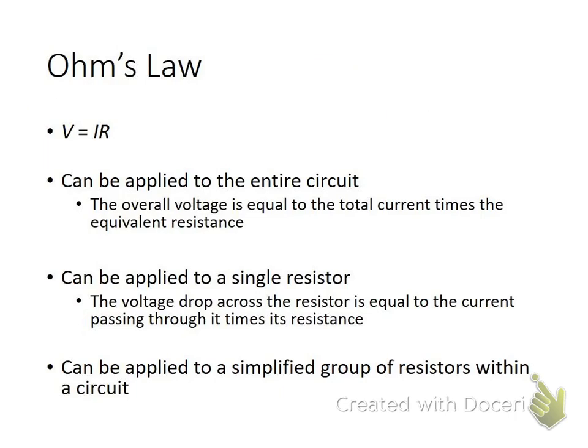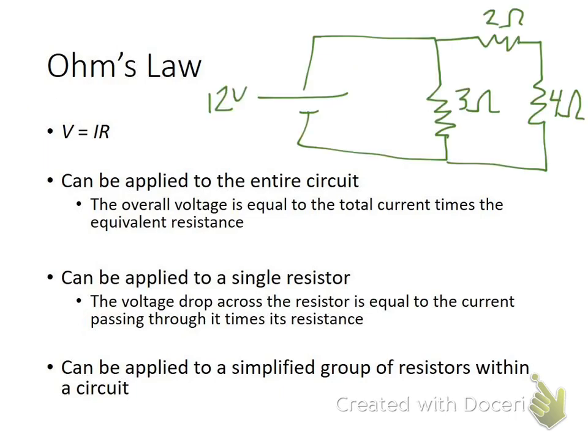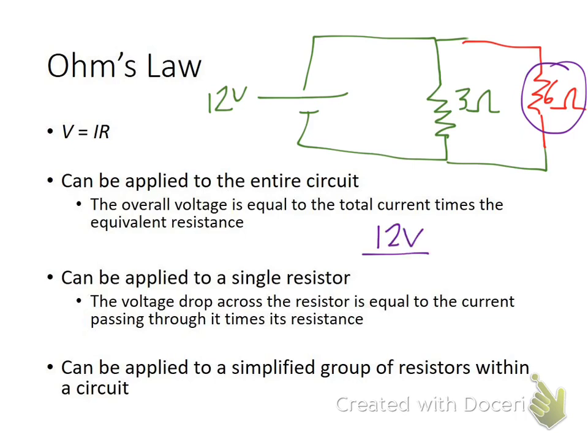So if you've got a couple of resistors in series, such as on the right side of this circuit here, I can simplify that down to 6 ohms. Now I can use V equals IR over the simplified group of resistors to figure out how much current is going through this leg. 12 volts are being dropped over a total of 6 ohms, so that's 2 amps of current. That tells me that 2 amps of current are going down this way.